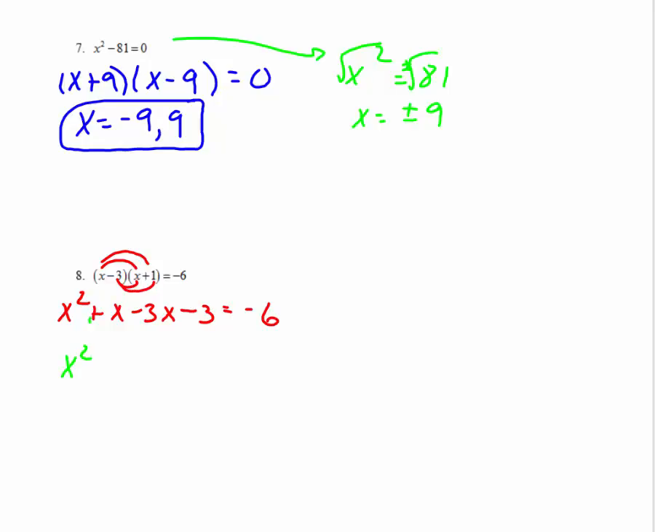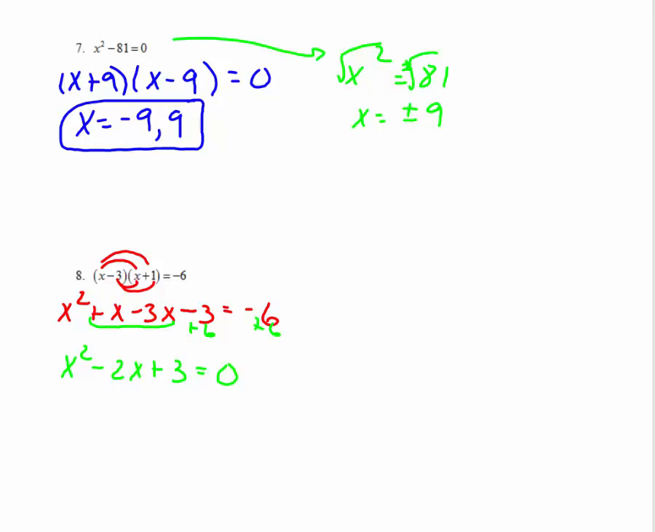Combining like terms, x minus 3x is a negative 2x. I'll add the 6 over to the other side, so I get a plus 3 equaling 0. So we get x squared minus 2x plus 3 equaling 0. Some students are going to jump to factoring, but the signs really do not work. The factors of 3 that add up to negative 2 do not exist. The only factors of 3 are 3 and 1. If we make the 3 negative, then when I multiply, I don't get a positive. So no matter how you try, it's not factorable.